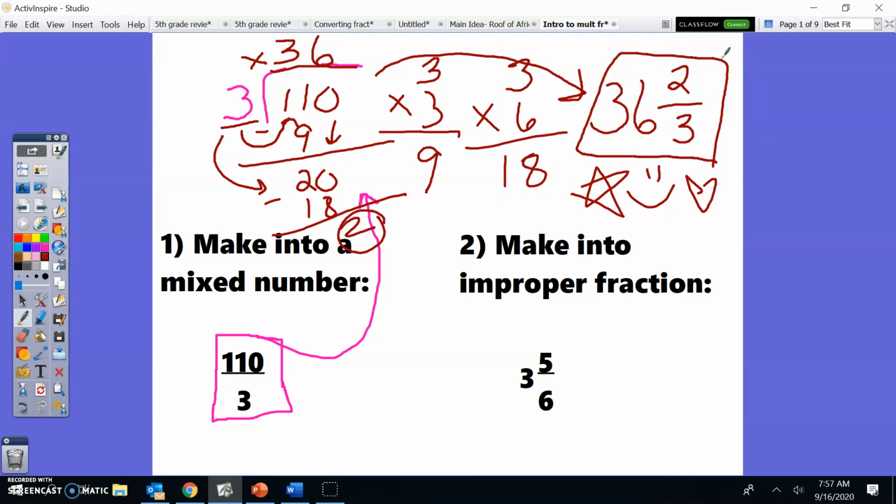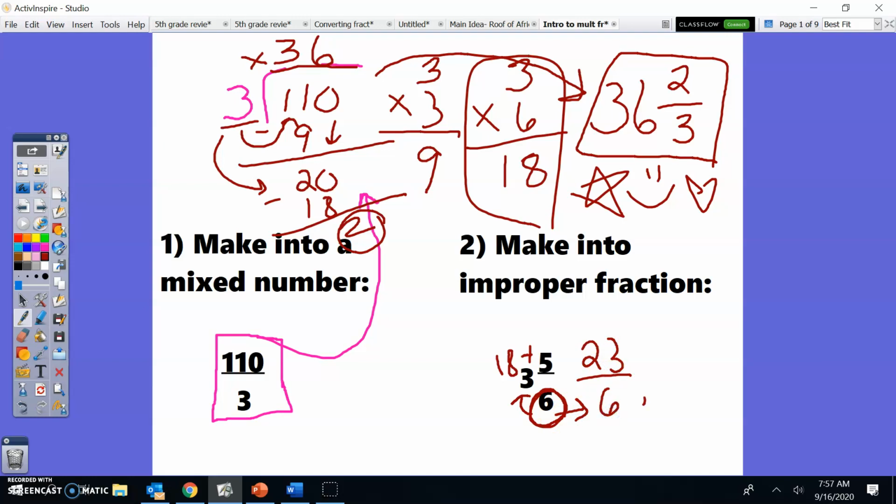Question number 2. Make it into an improper fraction. In order to do that, I'm going to take my denominator, 6. I'm going to multiply it by my whole number, which is 18, just like up here, plus my 5, which is 23. And that 23 becomes my numerator, and my denominator, I simply keep the same. So my answer is 23 over 6. So give yourself a smiley face, a heart, or a star if you had question number 2 correct.